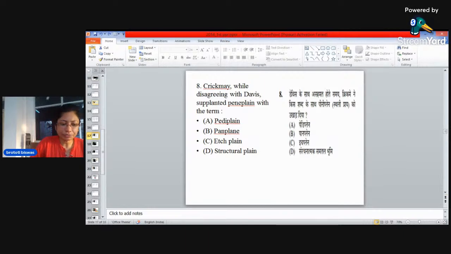Next, we have this. Crickmay, while disagreeing with Davis, supplanted peneplain with the term what? Peneplain, panplain, H-plane or structural plane.